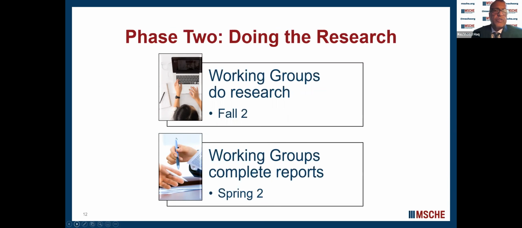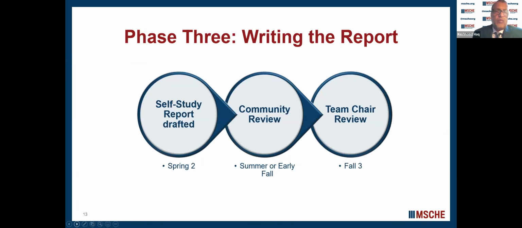The second phase is doing the research itself. Once the design is accepted, now the real work starts, where working groups do their research based on their lines of inquiry and the research questions that are outlined in the design. Working groups complete their report and then move on to phase 3, which is writing the report.